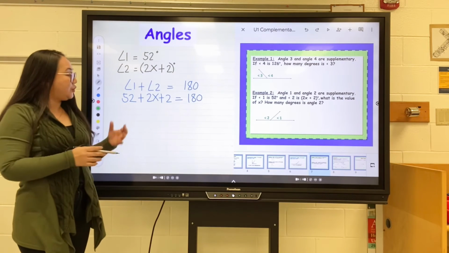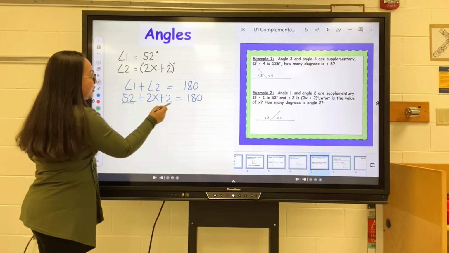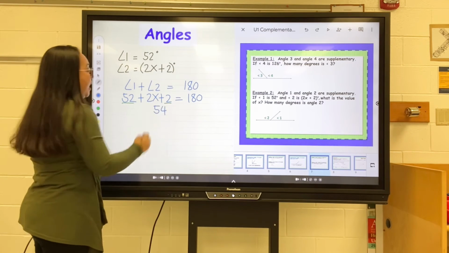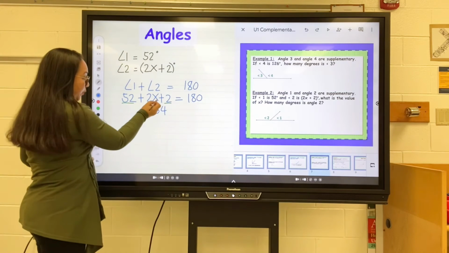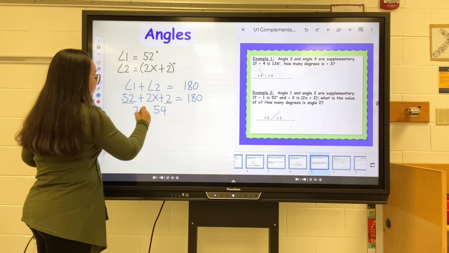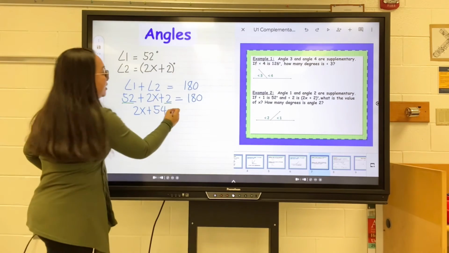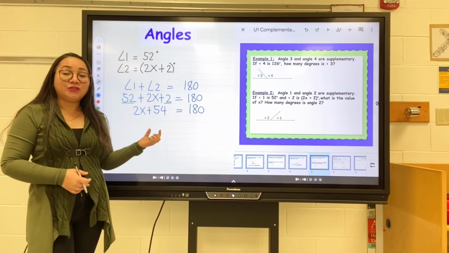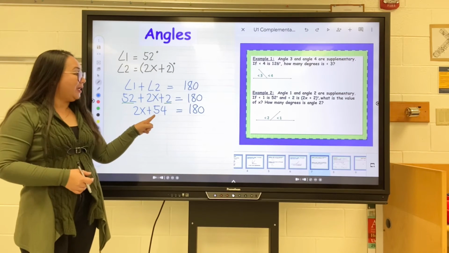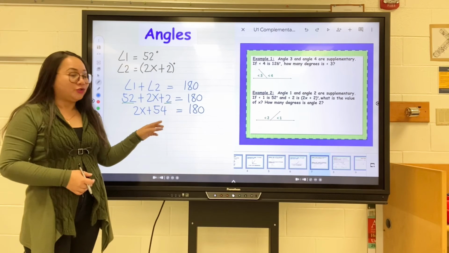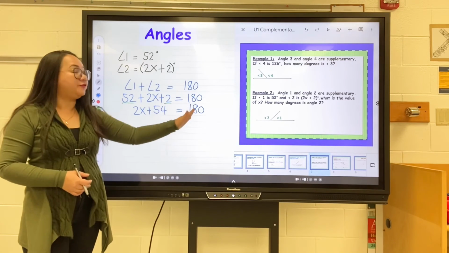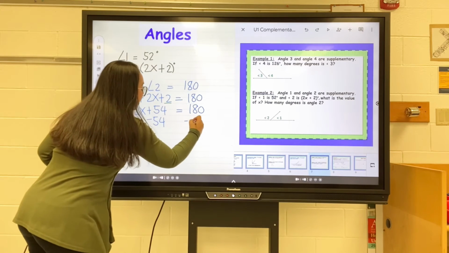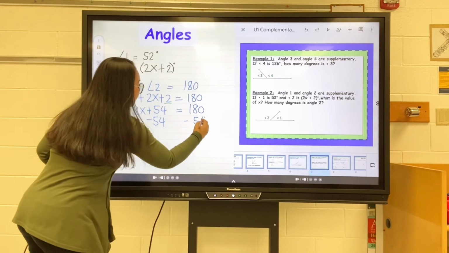We have two constants, 52 and 2. So 52 plus 2 is equal to 54. And bring down the variable term, which is 2x. So that's going to be 2x plus 54 is equal to 180. This is a two-step equation. So we will eliminate 54 first. To undo 54, we will subtract 54 on both sides. So that's going to be minus 54, and this one is also minus 54.